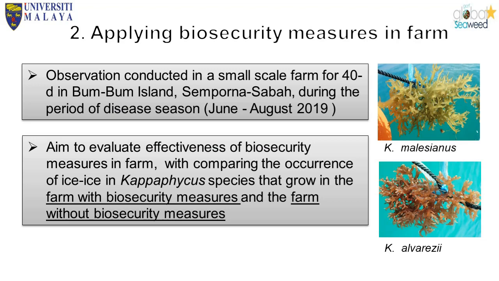Applying biosecurity measures in the farm was conducted by observation in Bumbum Island, Sampurna during the disease season, which is the period June to August 2019. This study aimed to evaluate the effectiveness of biosecurity measures in the farm by comparing the occurrence of ice in Kappaphycus seaweed that grows in a farm with biosecurity and Kappaphycus species that grow in a farm without biosecurity.